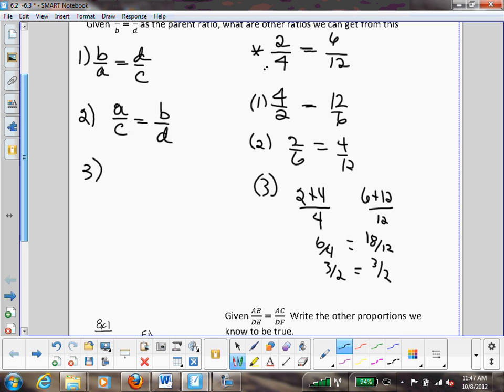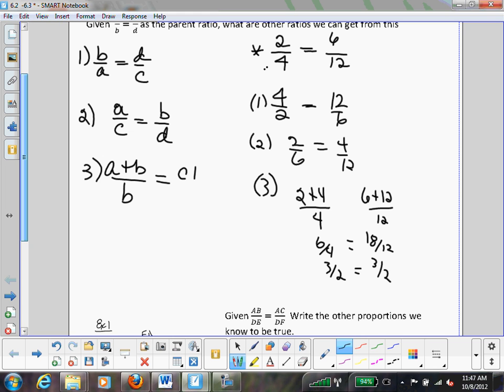What would I do with the variable portion? Kathleen? A plus B over B equals C plus D over D. You don't have to do it with the numbers, just with the letters. The numbers are going to be concrete, and the letters are more of an abstract way. Okay. All right, so those are the 3 that we want.